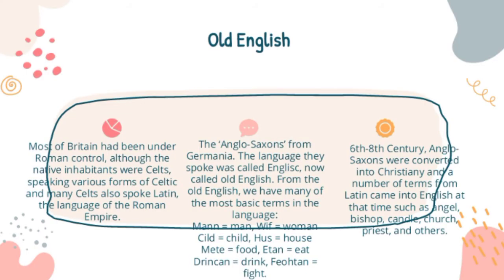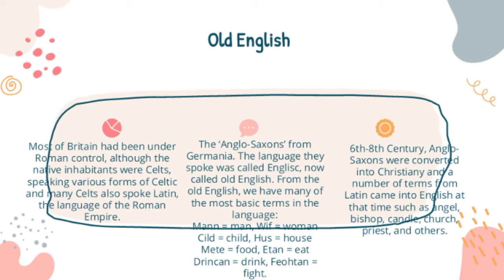Did you know that the people of Britain didn't speak English before? Most of Britain had been under Roman control, although the native inhabitants were the Celts, speaking various forms of Celtic, which gives us present-day Welsh, Irish, Gaelic, and Breton. No doubt many Celts also spoke Latin, the language of the Roman Empire.